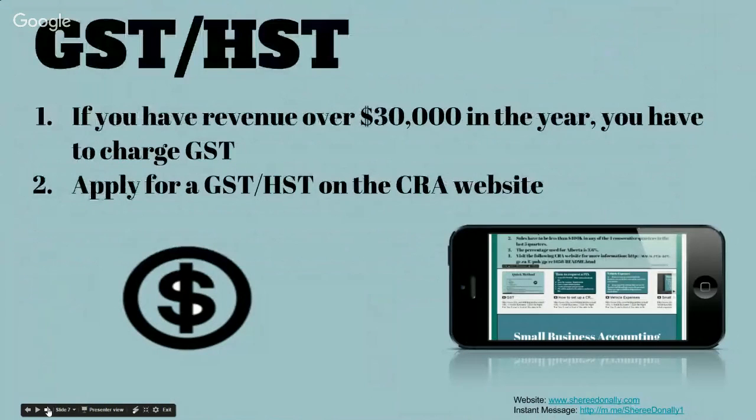Now, this is about the GST HST. According to the CRA, if you have revenue over $30,000 in one year, you have to charge GST. And you collect it, and then you have to remit it to the CRA. Now you can apply for a GST HST number on the CRA website. I have gone through that on a previous video, so you can go and take a look at that as to how to get a GST HST number.